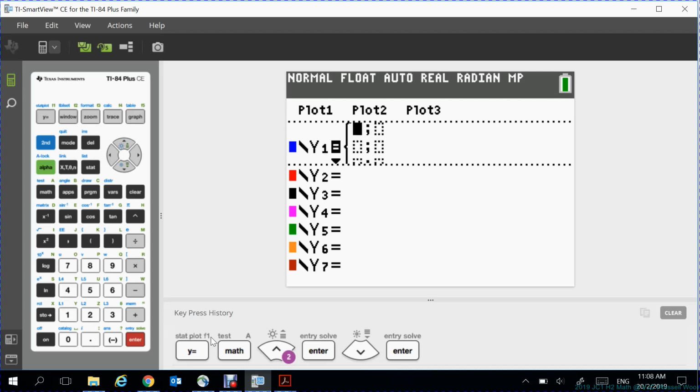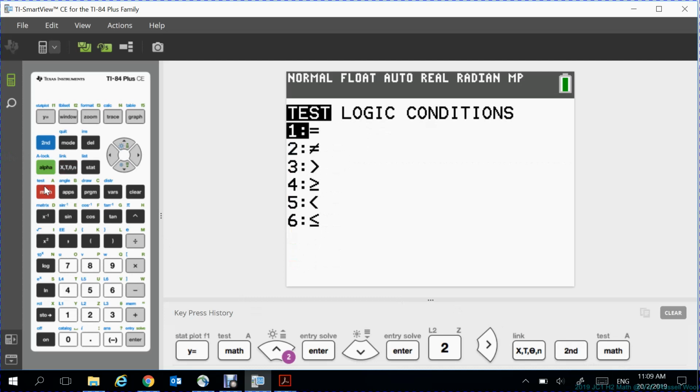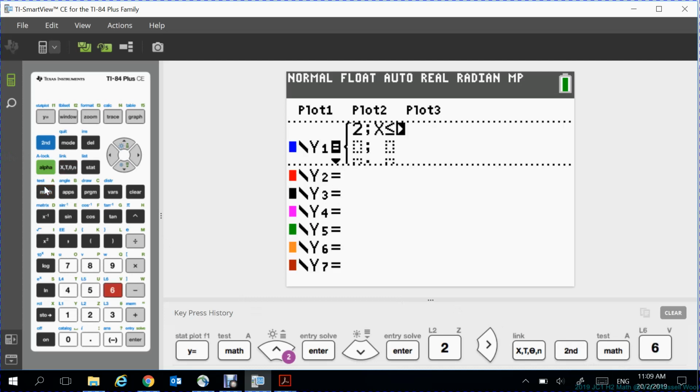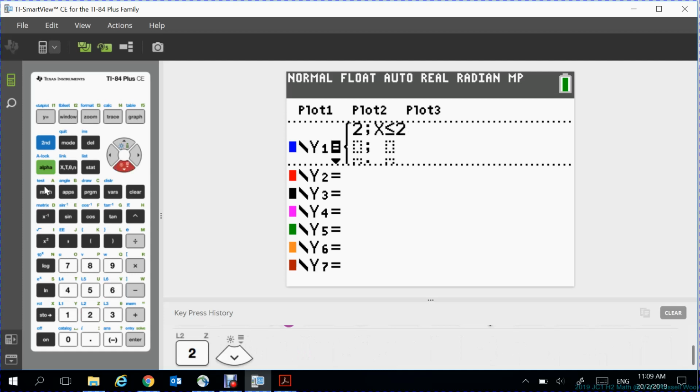Now, there you have this. Then what you need to do is just key in what you see. You have 2. Then you key x smaller than or equal to 2. How do you find the symbol smaller than or equal to? It is under test here. Second math. Then you want smaller than or equal to, which is 6. Then 2. Then go down, then go right.